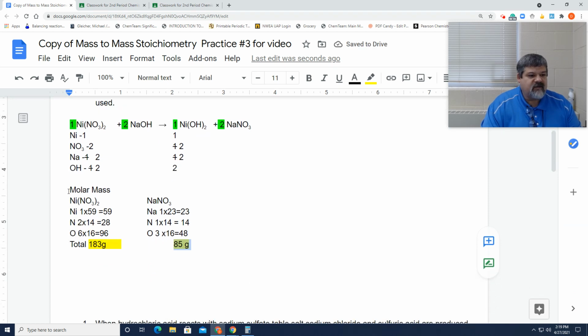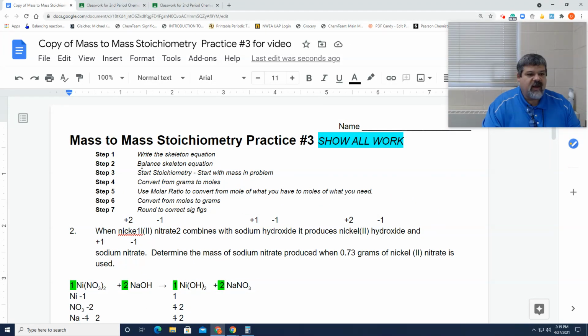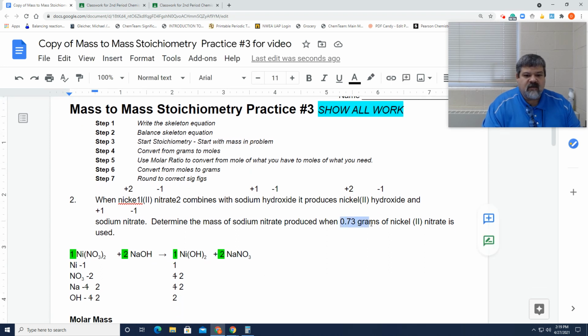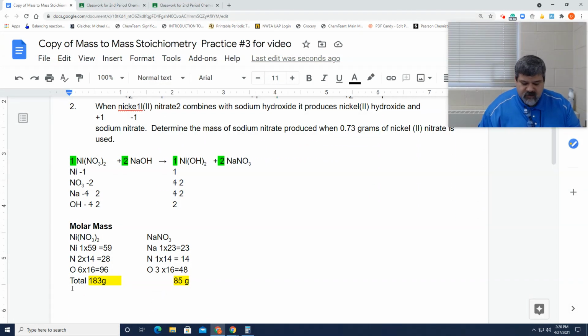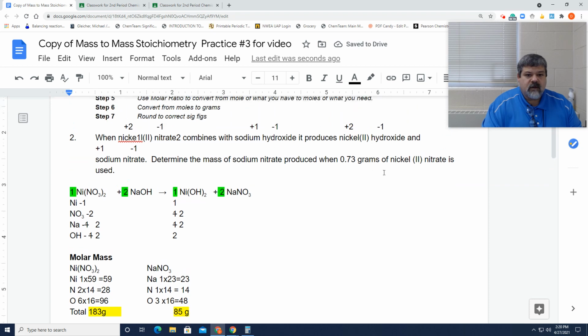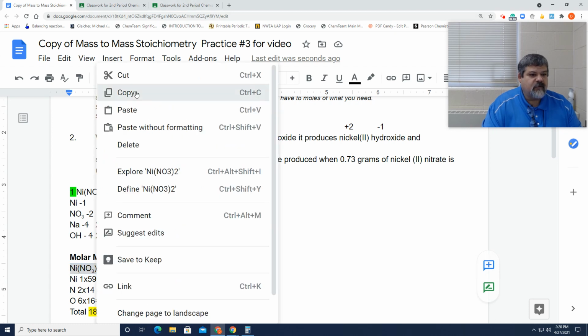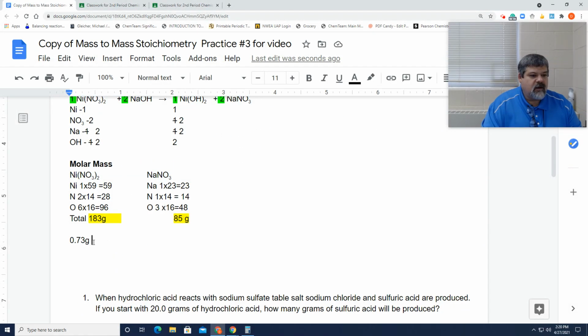So now that we have our molar masses of each one, we're going to go down and start our stoichiometry problem. Our stoichiometry problem starts off with the number that's in the problem. If we go back up here, we wrote the skeleton equation and balanced it. We're going to start the stoichiometry with the mass that's in the problem. So right here's our mass that's in the problem. We have 0.73 grams of nickel nitrate, which is this one right here. So we're going to copy it, scroll back down, and it's grams of nickel nitrate.